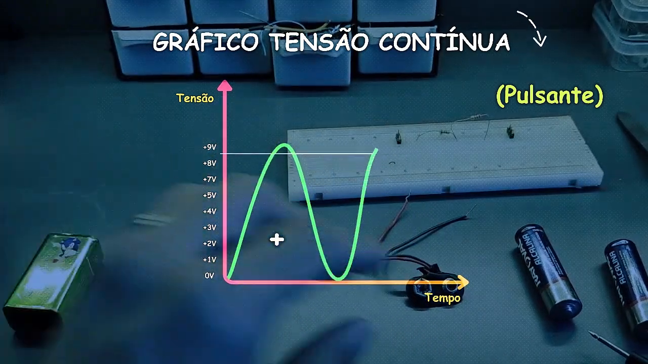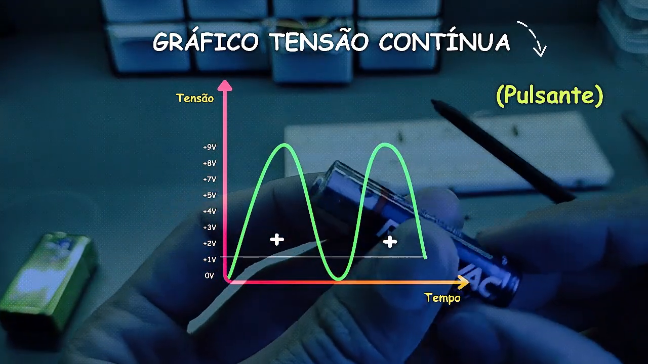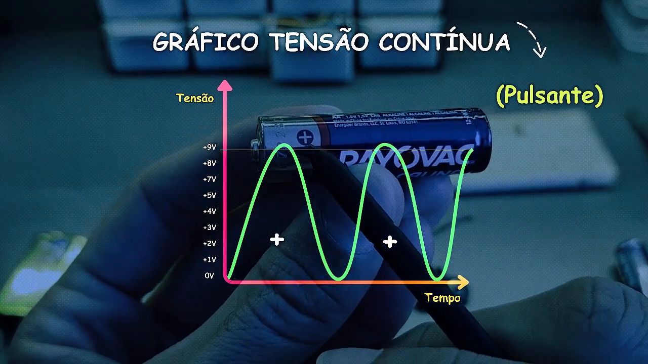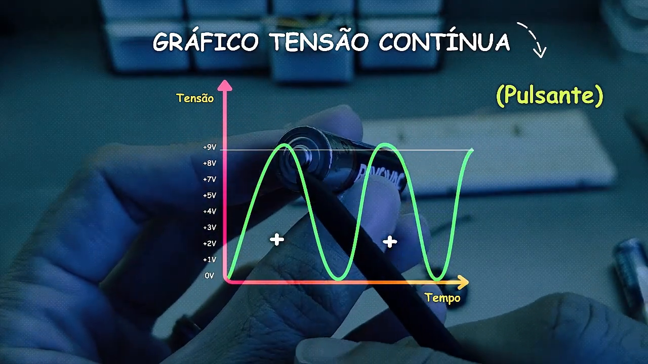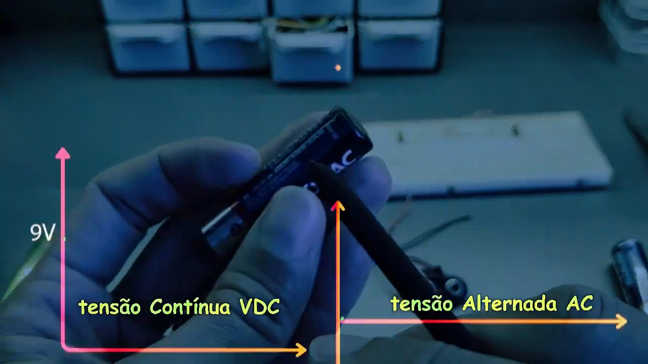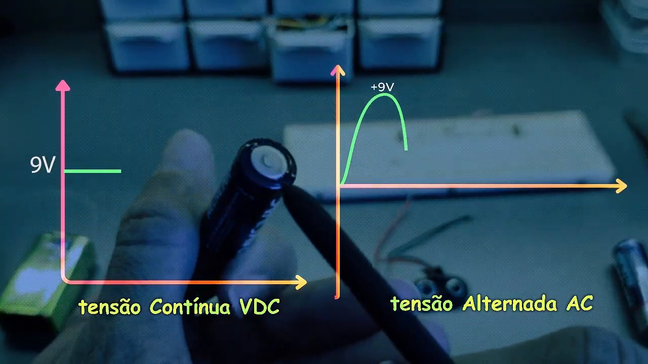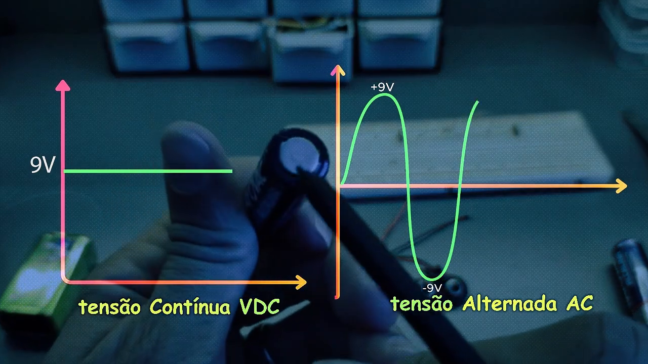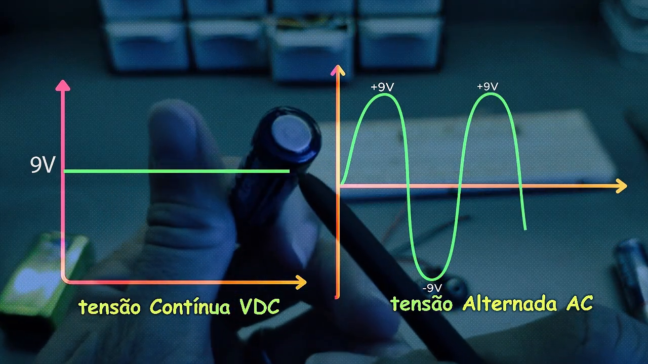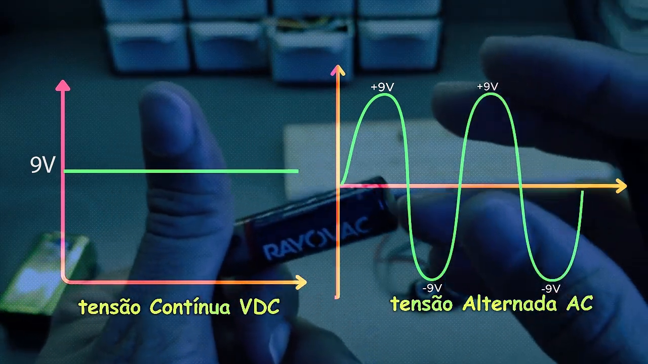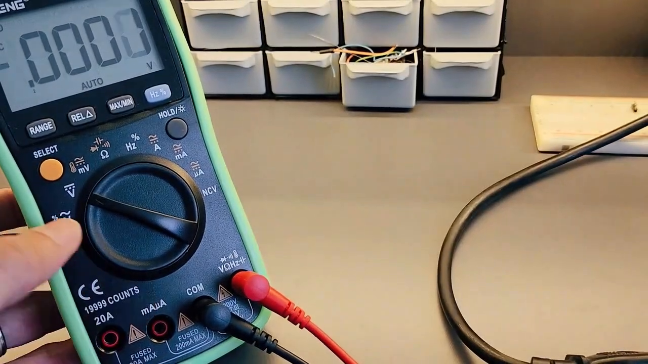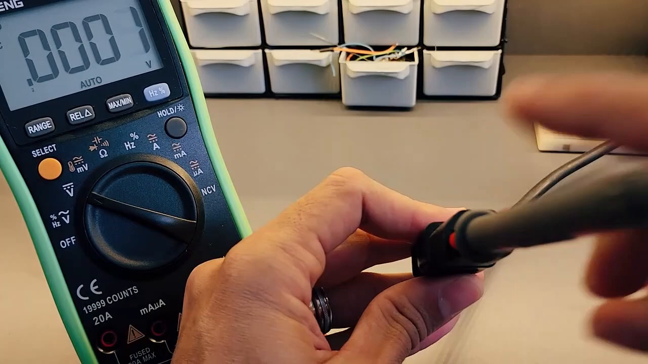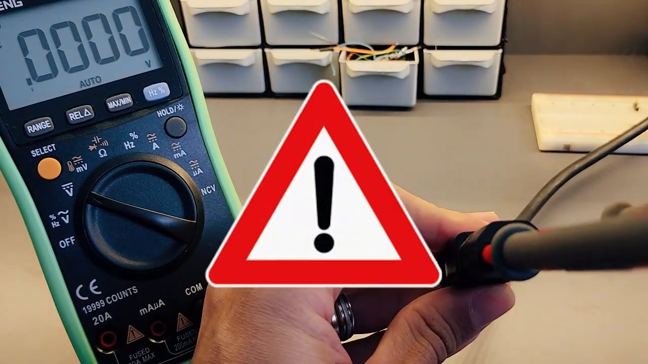The fact that the polarity doesn't change is what characterizes this type of graph as a direct current, or in this case, a direct voltage, but a pulsating direct voltage. One skill you need to have is the ability to identify whether the voltage to be measured is of the alternating or direct type so as not to make the wrong selection on the multimeter. And what happens if you reverse the measurements, set the selector to direct voltage and measure an alternating current? We'll take a look at it later in this video.